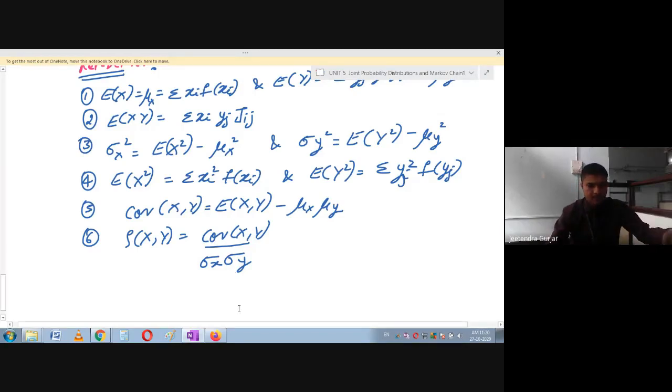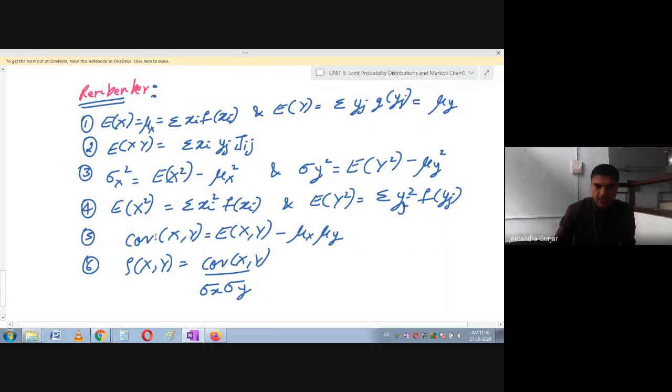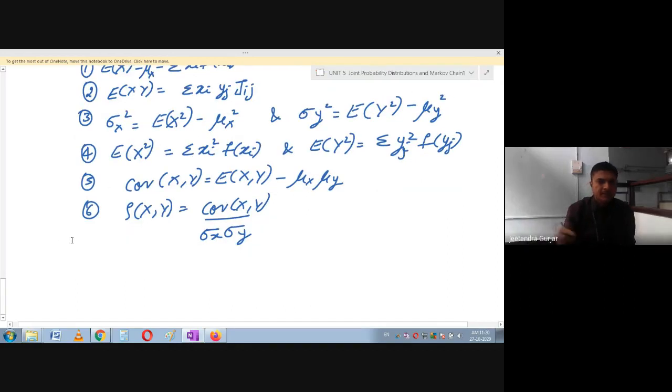Now we see the first question. We'll start. So be ready with the calculator once again, students. The first example is very, very simple. In this one example we are going to use all these 6 formulas, students. It is a very, very important example, and we can start the example now. So example 1 is the first example in joint probability distribution.